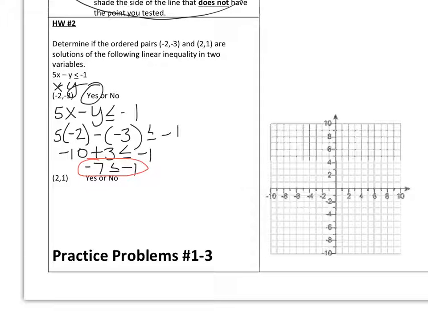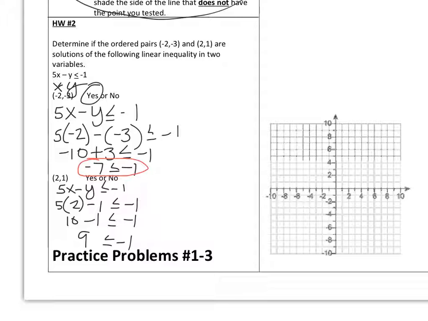Okay, so then we'll do the same thing with the next one. We'll use the same inequality. 5x minus y is less than or equal to -1. So we'll have 5 times 2 minus 1, and we'll see if that's less than or equal to -1. 5 times 2 is 10, minus 1 is 9, and that is not less than or equal to -1. This is a false statement. So since that's a false statement, 9 less than or equal to -1, it's no. That is not a solution to that linear inequality.